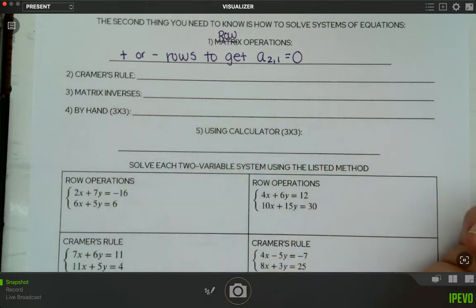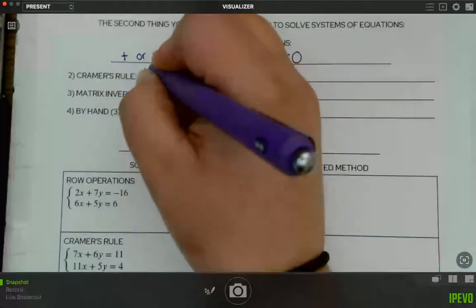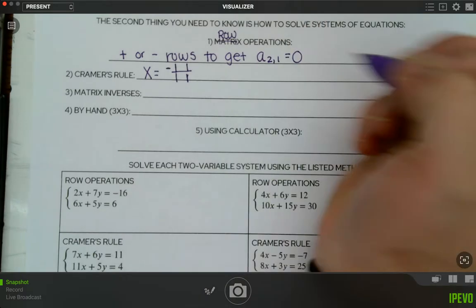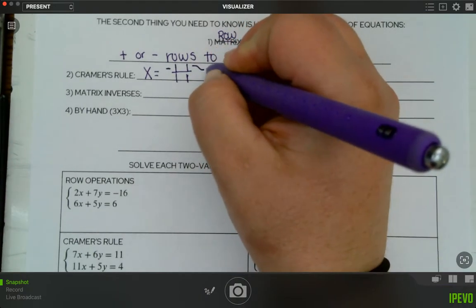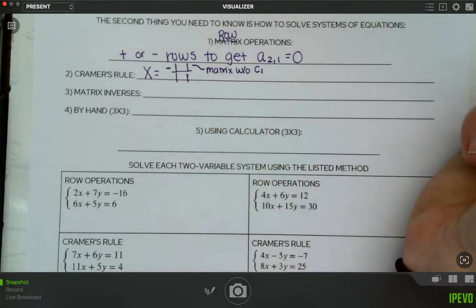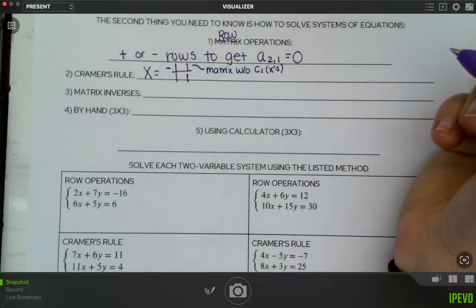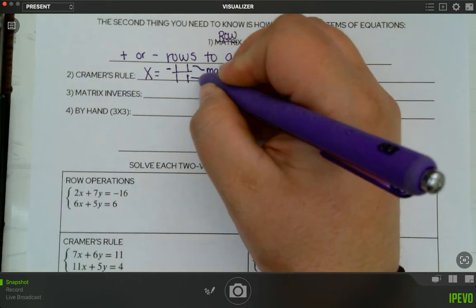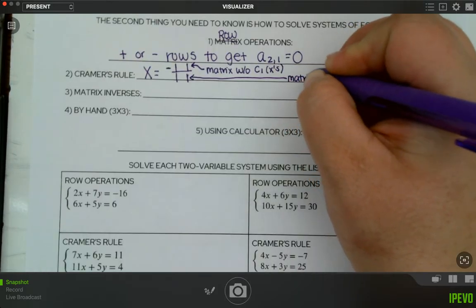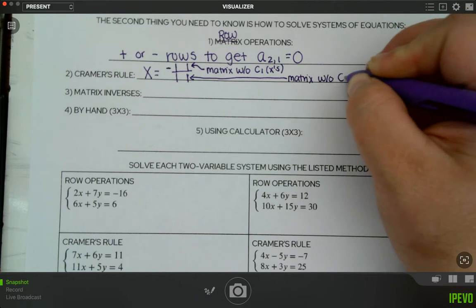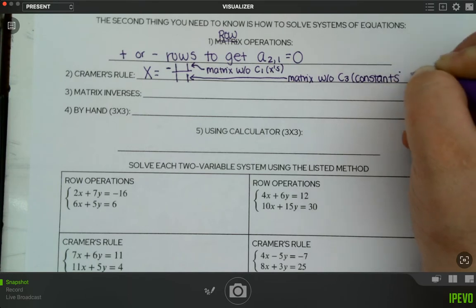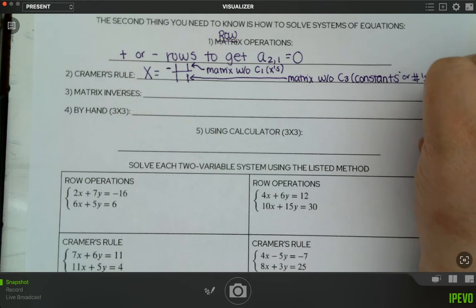So for Cramer's rule, that's where, let's say we're trying to find x. It would be negative, and we're going to put a determinant on top and a determinant on bottom. And the top one is going to be the matrix without column 1, the x's. And then the bottom part is going to be the matrix without column 3, which is the constants, or the numbers, the ones that don't go with an x or a y.